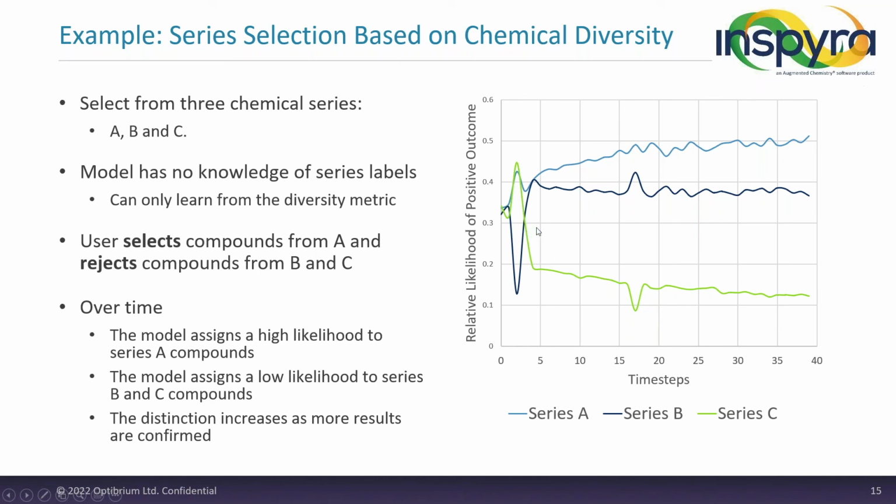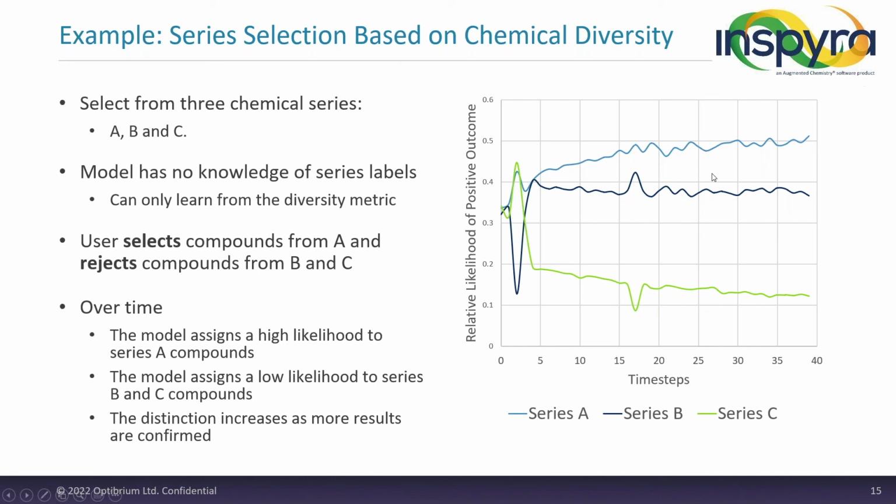But very, very quickly, after only 5 or 10 interactions, you can see this distinction emerge. The algorithm has really keyed on to the fact that the compounds most likely to be interesting to the user are from series A, the light blue line here at the top. It's given a lower likelihood for series B, and the lowest of all is series C. It's really moving away from that in quite a strong way. It is interesting to see that there's a bigger distinction between A and C than between A and B.